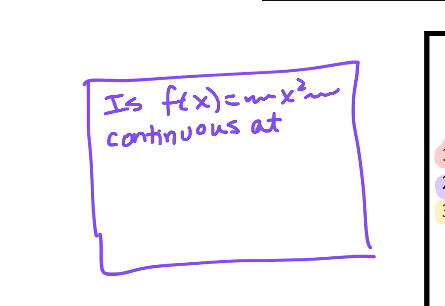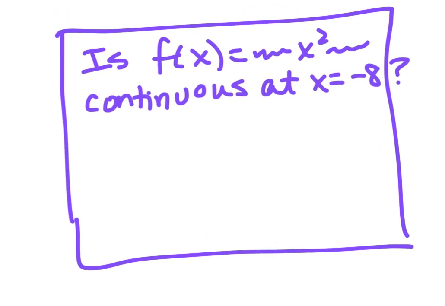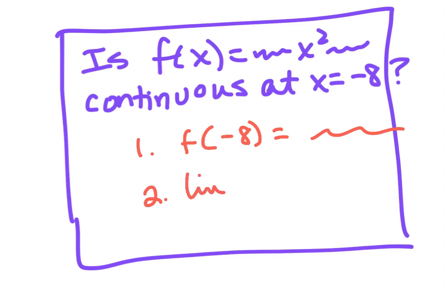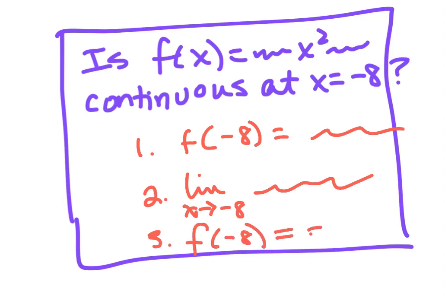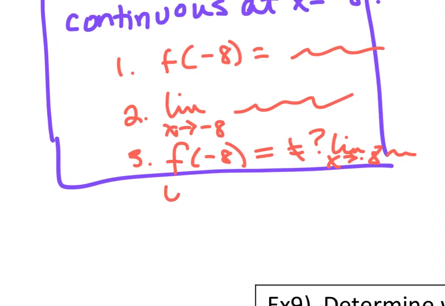at x equals, let's say, -8, question mark. And then there's going to be all this blank space. You have to then go say, okay, step 1, f of -8 equals yada, yada, yada. Number 2, the limit as x approaches -8 is yada, yada, yada. And number 3, my answer to part 1, does or does not equal the limit as x approaches -8, yada, yada, yada. And then yes or no, it's continuous or not continuous.